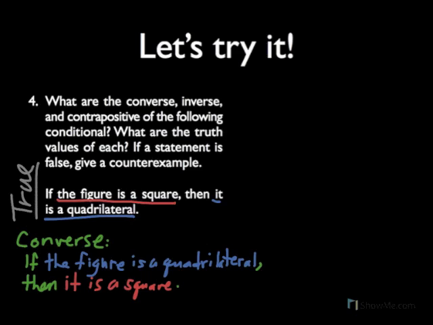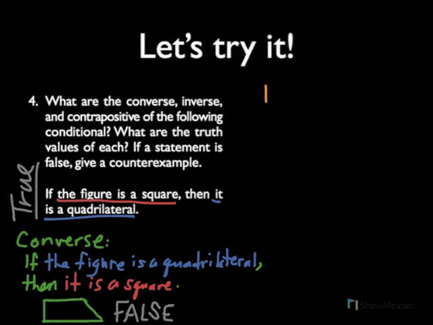Really quickly, let's look at our truth value. Can you draw a quadrilateral that is not a square? Here is a four-sided polygon, and it is not a square. Therefore, the truth value of this statement is false. So our converse is false. A counterexample would be a trapezoid.